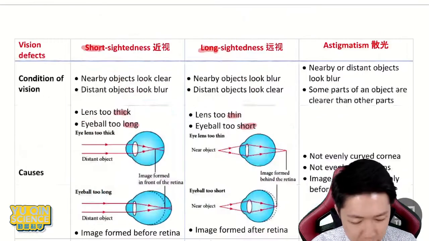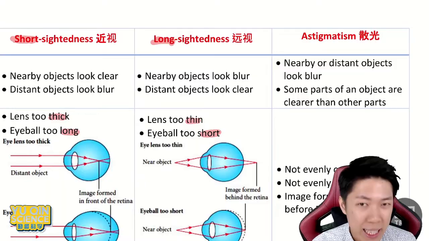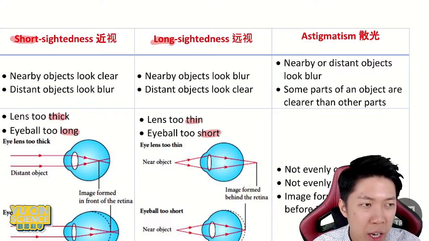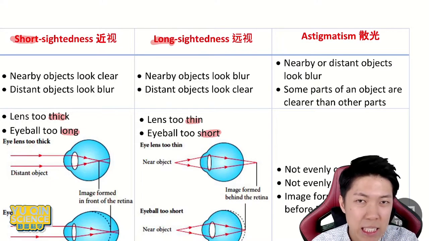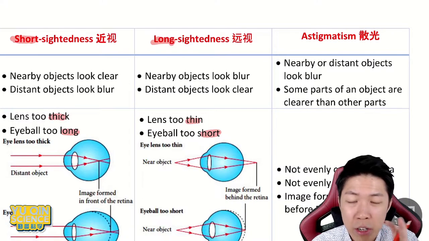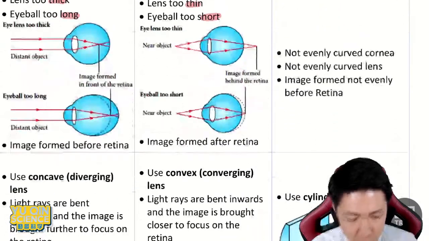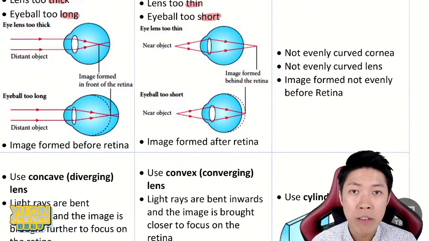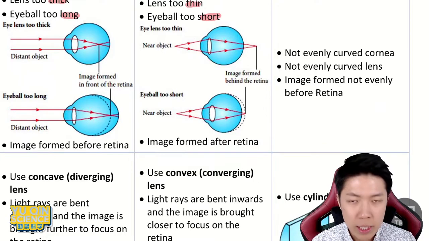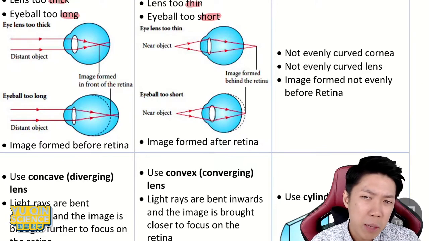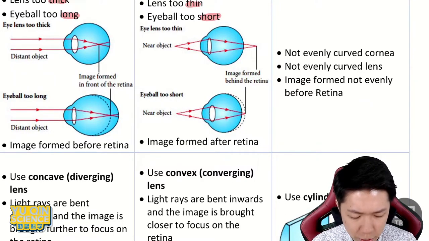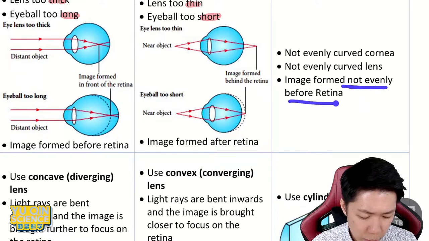All right. And the last one will be astigmatism. Astigmatism means you will see a lot of reflection of light, very bright lights, or like there's a ring of light around the light bulb or the light source. The reason of that is because your cornea is uneven. Remember cornea, the first layer of your eye, it's uneven. So when it's uneven, the refraction is also uneven, hence multiple images form. So very blur image. The image forms not evenly before the retina.